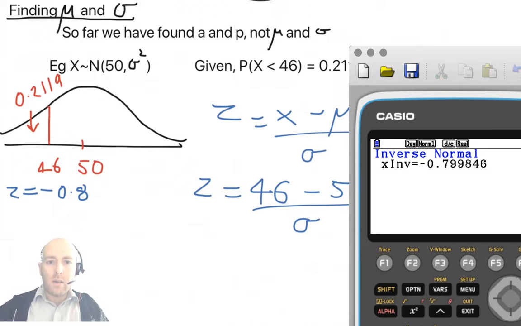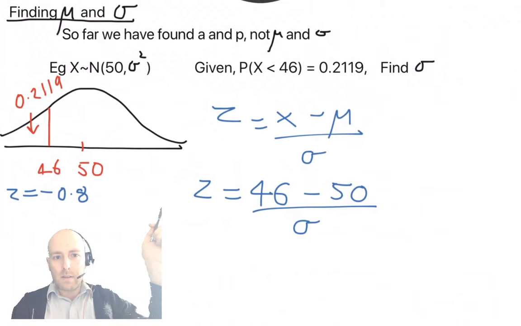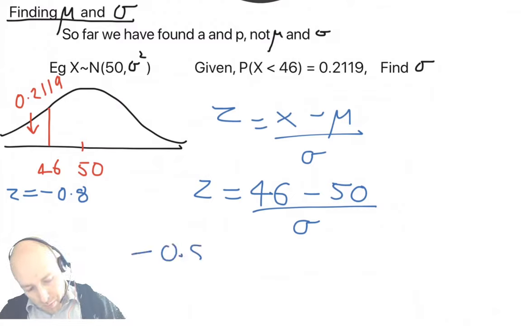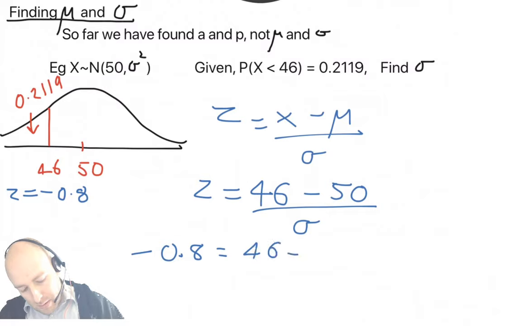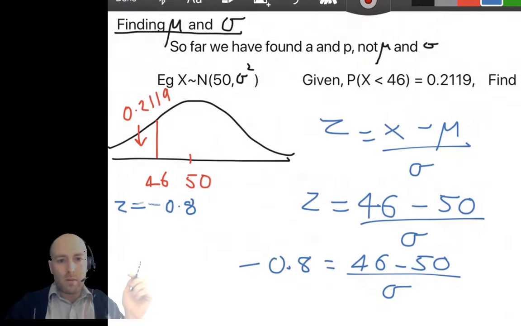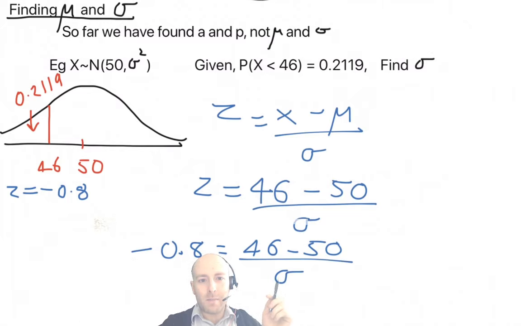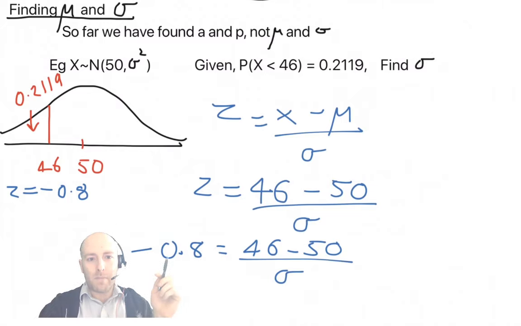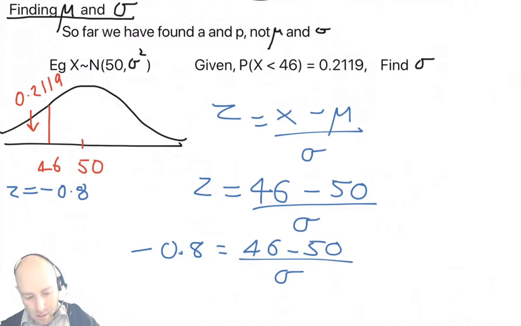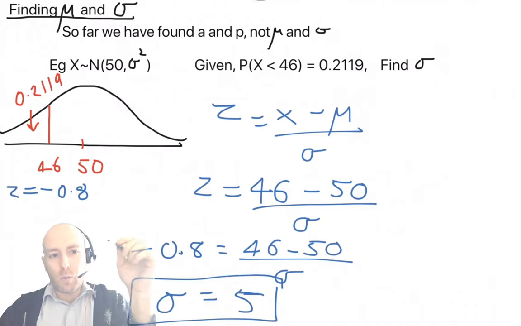So get rid of the calculator. I can use that value of z in this equation and find sigma. So we've got minus 0.8 equals 46 take 50 over sigma. If I times up by sigma, divide down by 0.8, we can rearrange and get sigma equals 5. Cool.